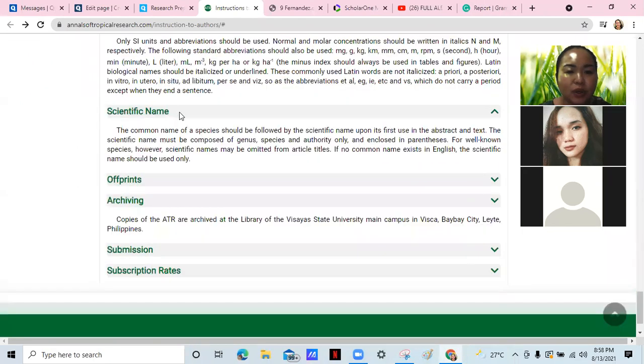References, and also the scientific name. The common name of the species should be followed by the scientific name upon its first use in the abstract and text, and it must be composed of genus and species. Later on, you no longer need to repeat the scientific name.